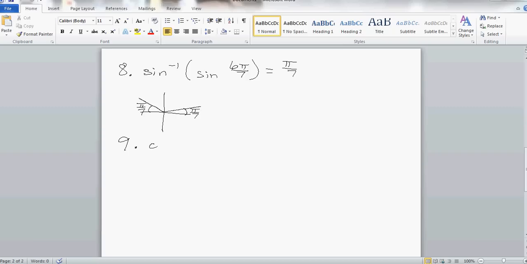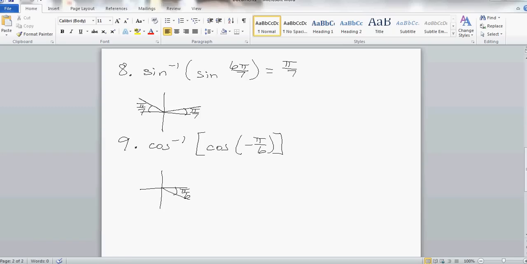Number 9, we have the arc cosine of the cosine of negative pi over 6. Once again, first thing we're going to do is go to negative pi over 6, which is down here, and the reference angle is pi over 6. So we could calculate the cosine of this, but first we want to look at the sign. All Students Take Calculus: it is positive.